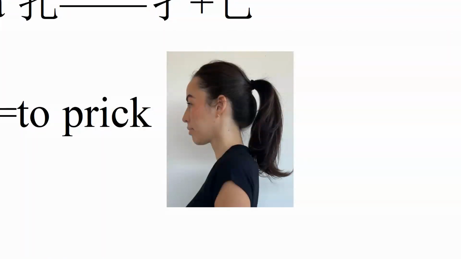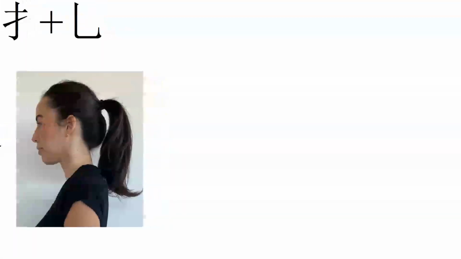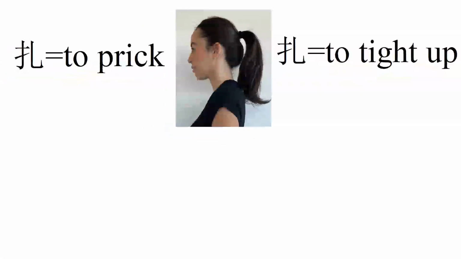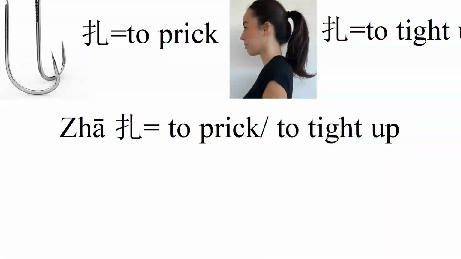And it also has a second meaning. From the picture we can see that the hook also looks like a ponytail. We need to use our hands to tie up the ponytail. So 扎 means to tie up.